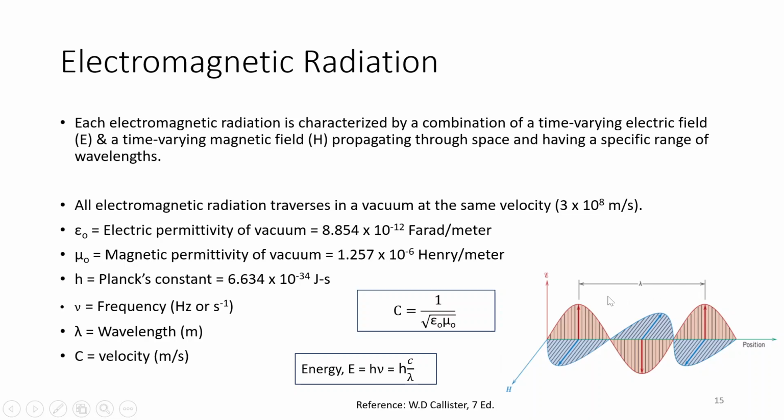This is the wavelength, lambda. All electromagnetic radiation traverses in vacuum at the same velocity, which is the velocity of light. And these are the formulas for the velocity of light in terms of electric permittivity of vacuum and magnetic permittivity of vacuum, and the energy of electromagnetic radiation, h nu. This nu can be written as c upon lambda. C is the speed, lambda is the wavelength.